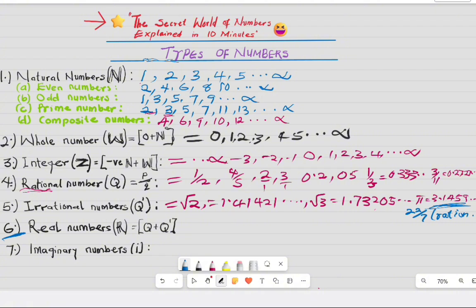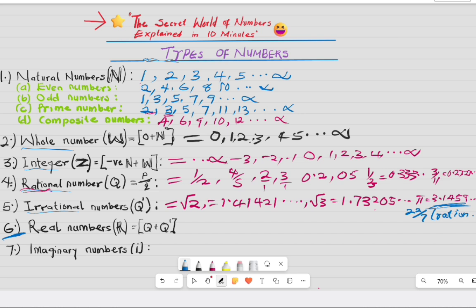Then we move to the next one here, which is number 6. Number 6 is telling us real numbers. Real numbers are the combination of rational and irrational numbers. So real numbers encompass all the ones mentioned. Inside real numbers we have natural numbers, whole numbers, integers, rational, and irrational. All are embedded in the real numbers. Examples of real numbers are all the numbers we have mentioned.